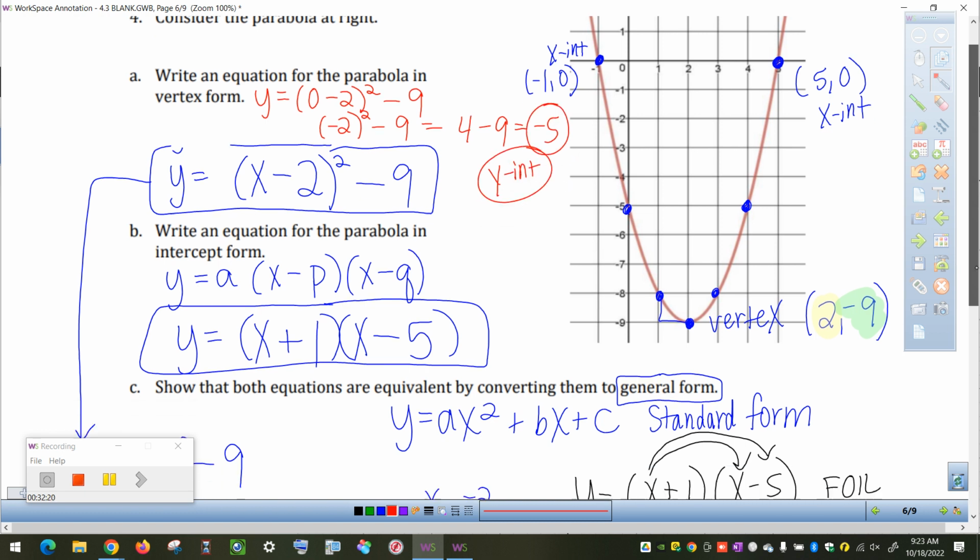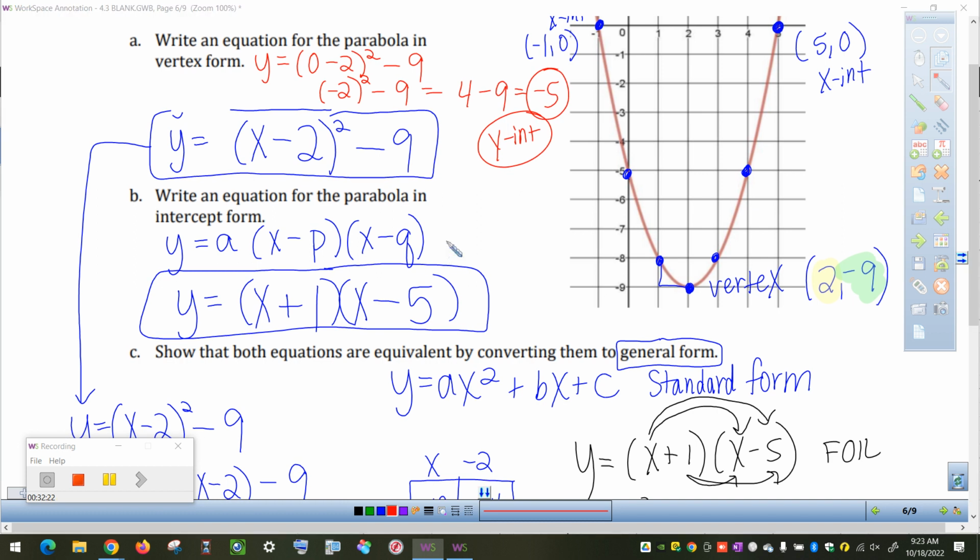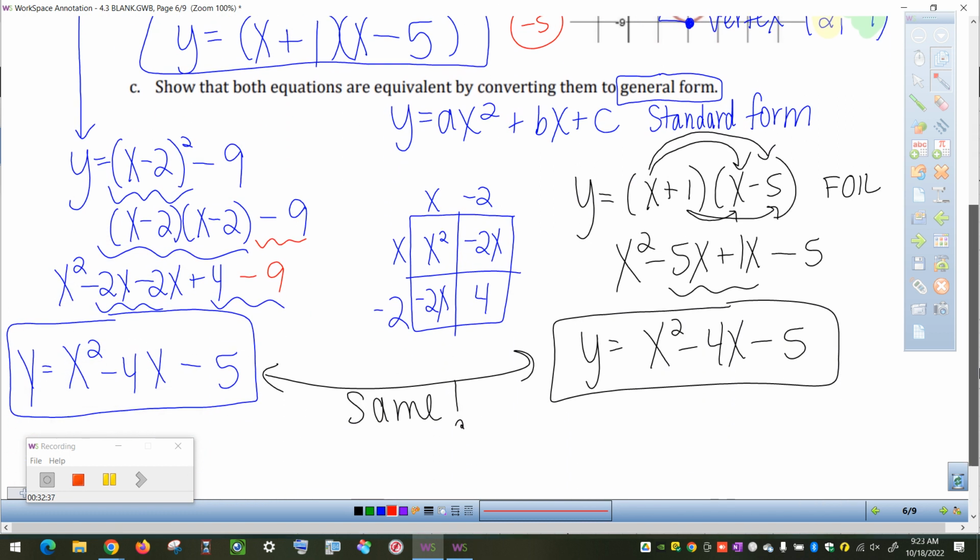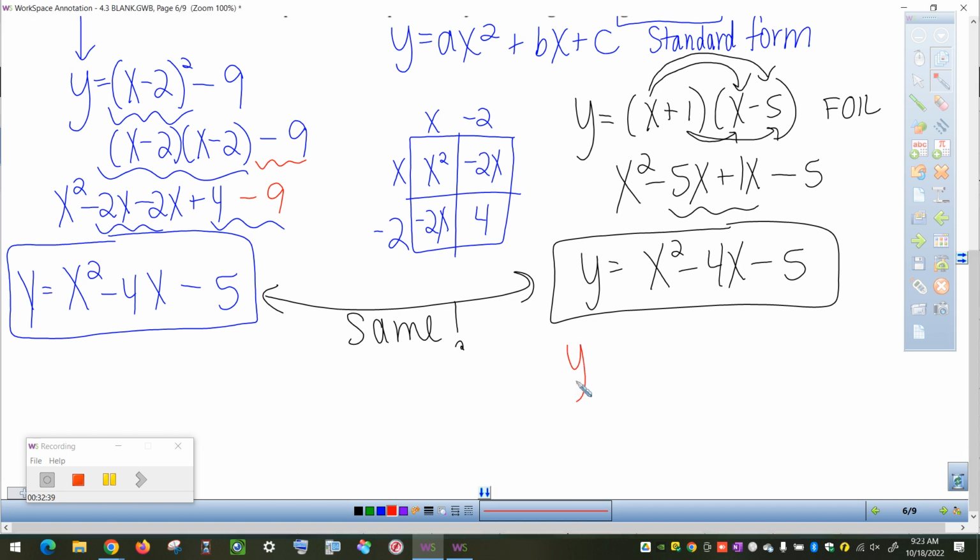You can find the y-intercept in this next form by plugging in 0 for x. Order of operations has us do 1 times negative 5. We get the same y-intercept of negative 5. The easiest one to find the y-intercept is standard form, because when we plug in 0 for x here, everything just becomes 0 except for the number at the very end. So that's another thing that you'll see in the assignment.